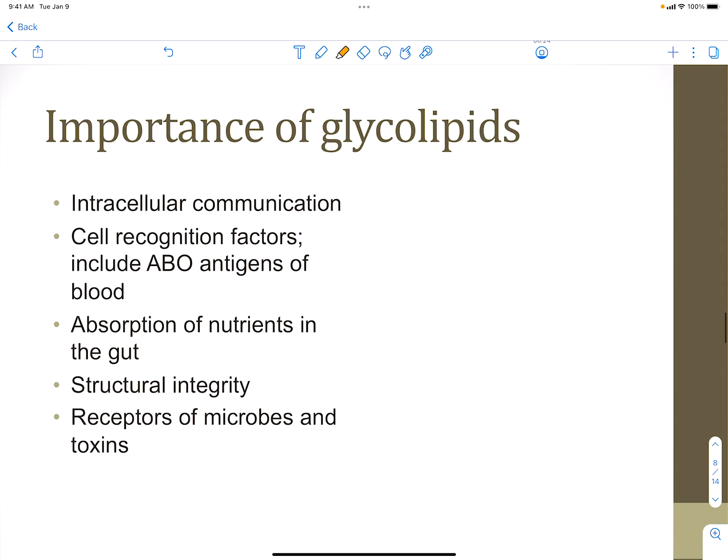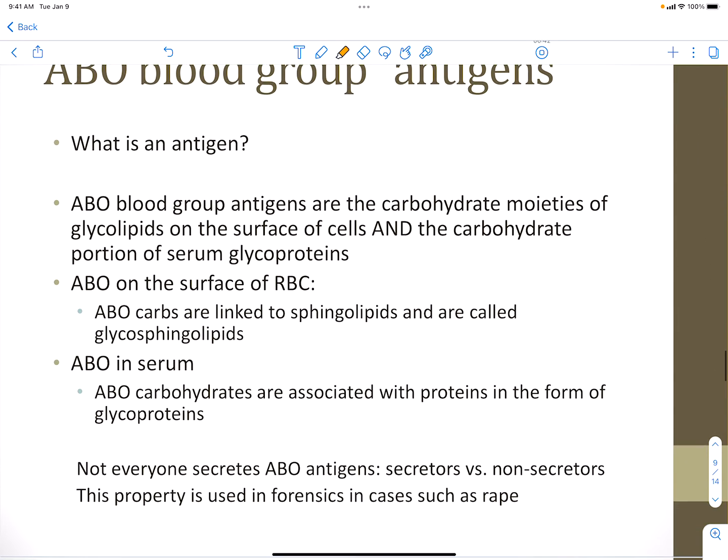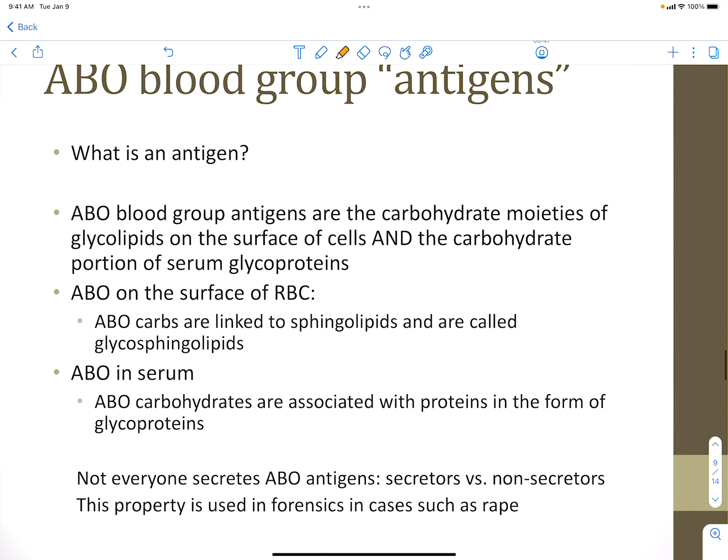Now, the importance of glycolipids is for communication. We have our red blood cell antigens, ABO antigens. Glycolipids also are important for absorption of nutrients and as receptors for microbes. Again, they can bind to our glycolipids, our sugar residues. ABO antigens, what is an antigen? An antigen is basically any molecule that you can make an antibody to.